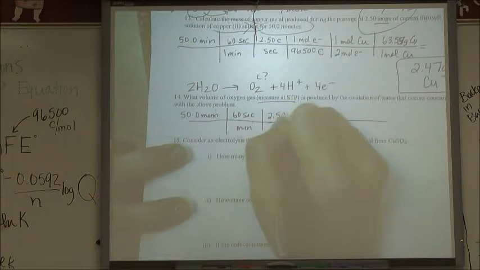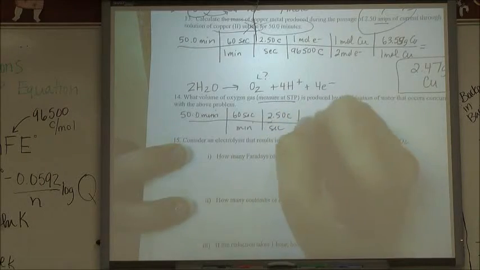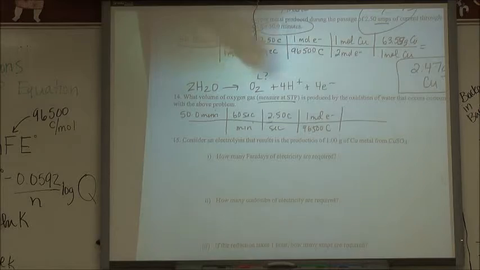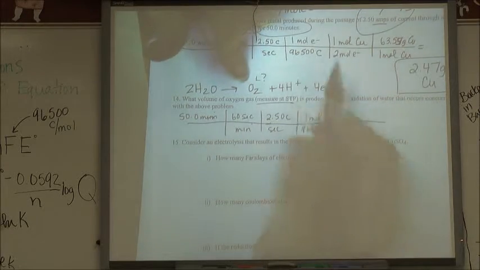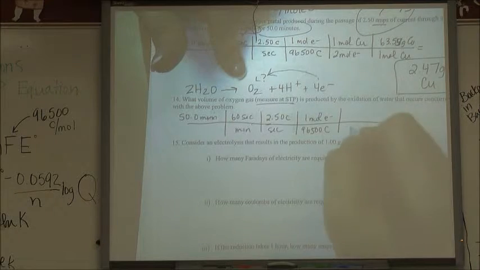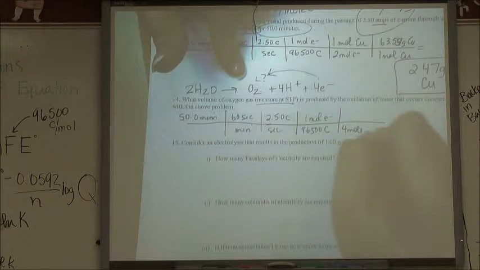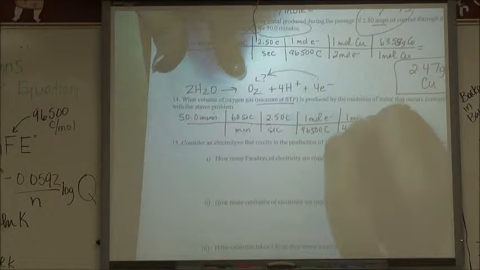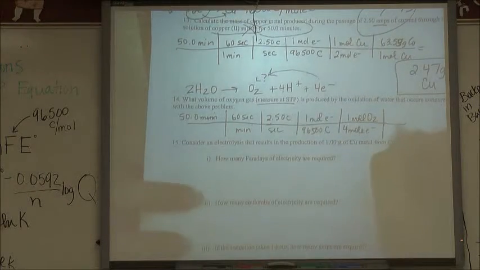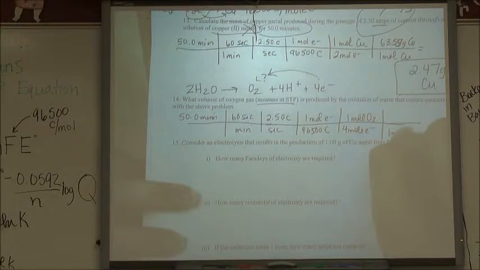I'm still at 2.50 coulombs per second, and I still have the good old Faraday to get me out of physics hell. But this time I'm not going all the way across, so what's my mole bridge? 4 moles of electrons to 1 mole of O2. Uh-oh, I need liters. What do I do? You use, perfect. Nice. For every 1 mole of O2, I have 22.4 liters.